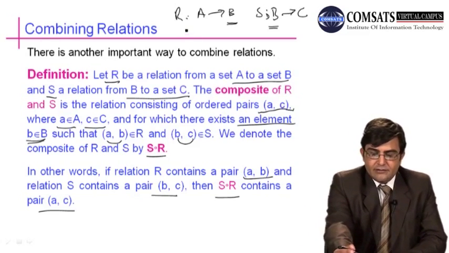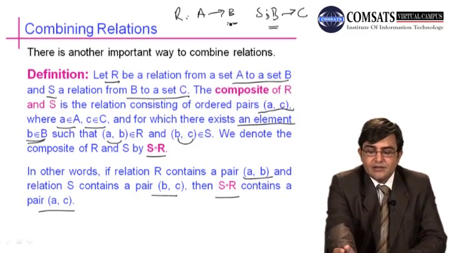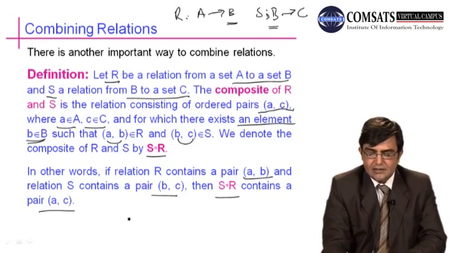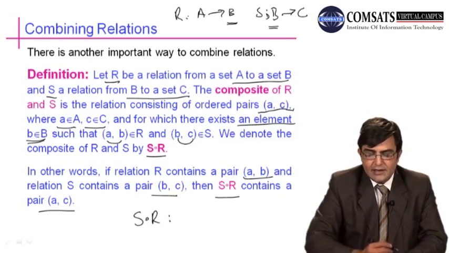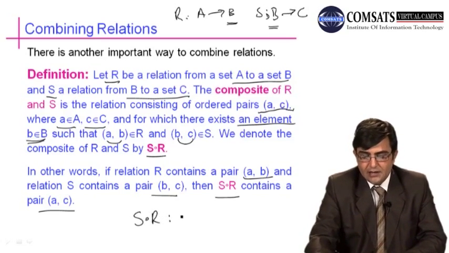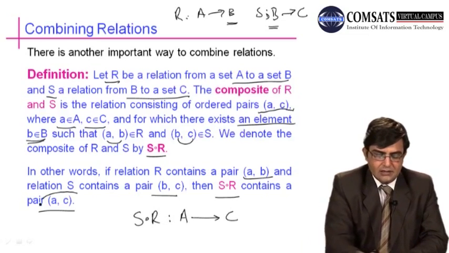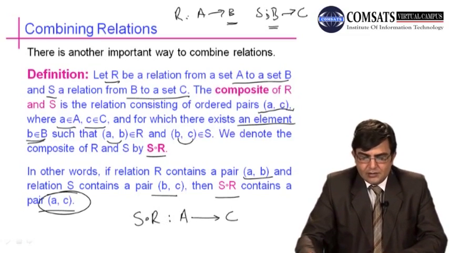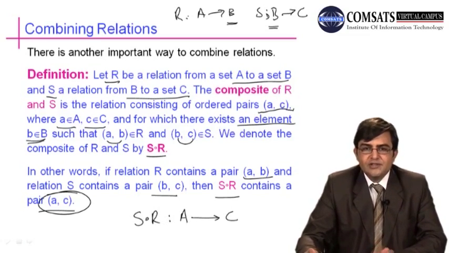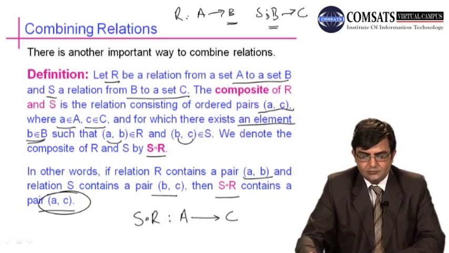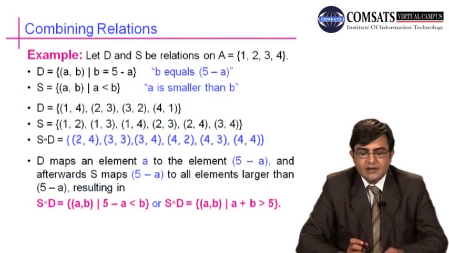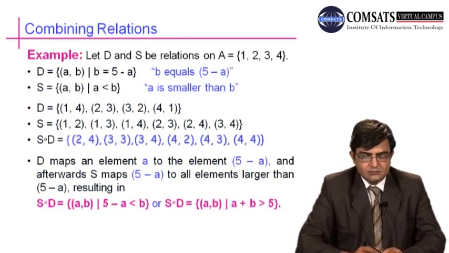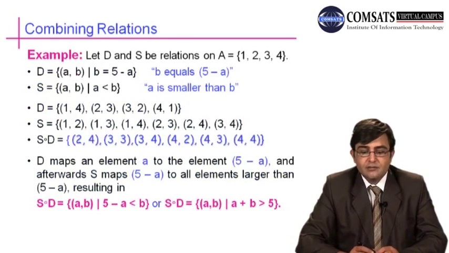Here we have defined that R is a relation from A to B, and S is a relation from B to C. Now if we take the composition of these two relations, then S composition R must be a relation from A to C according to its ordered pairs. So this is how we take the composition of two relations. Now we consider an example of composition of two relations.